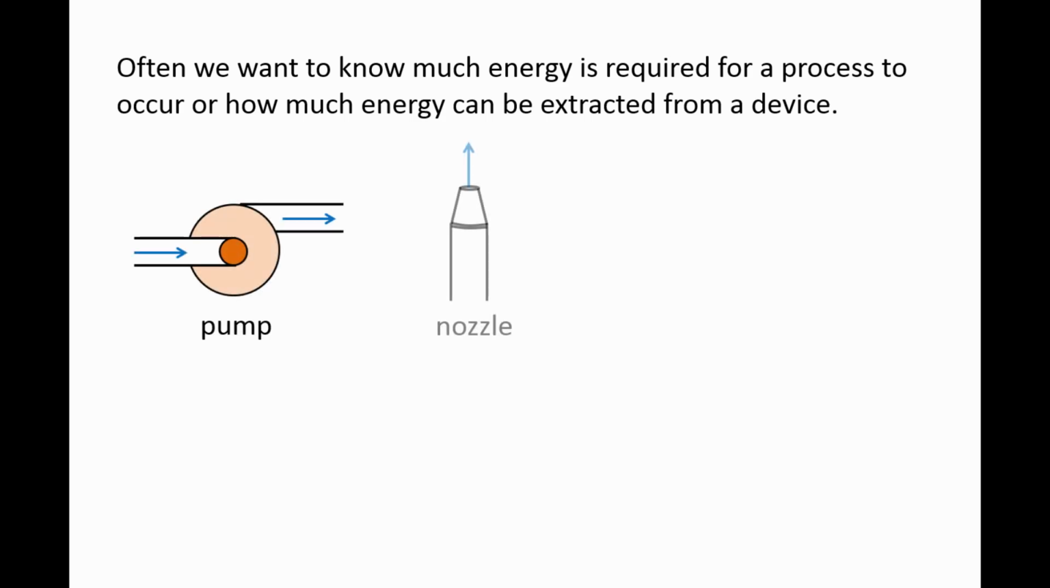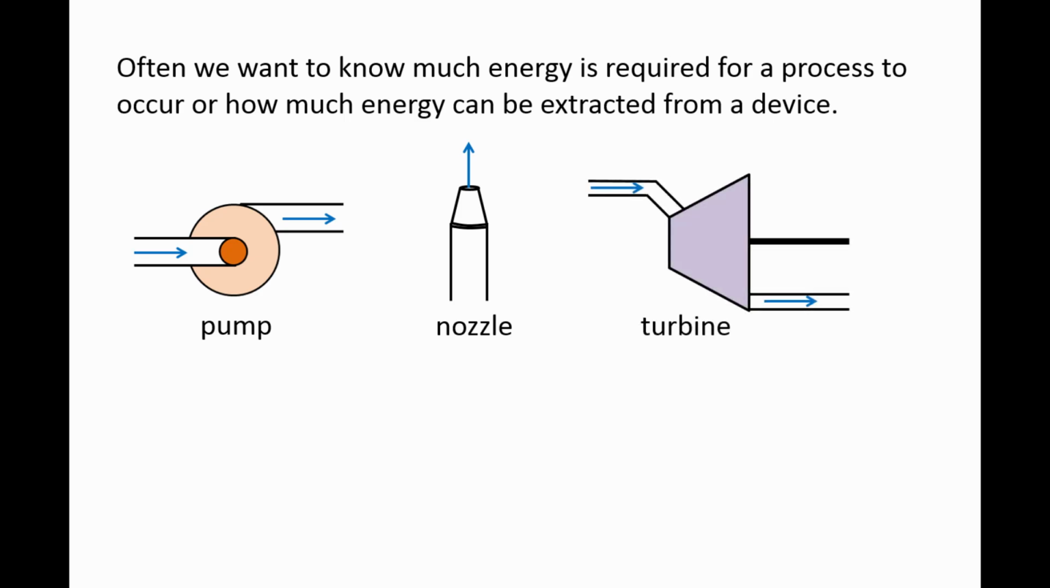How much power is required to create a sustained 30-foot high jet of water from a nozzle in a fountain? How much power can be extracted by a steam turbine in a coal-fired power plant? These questions all involve energy and can only be answered by applying the conservation of energy equation.